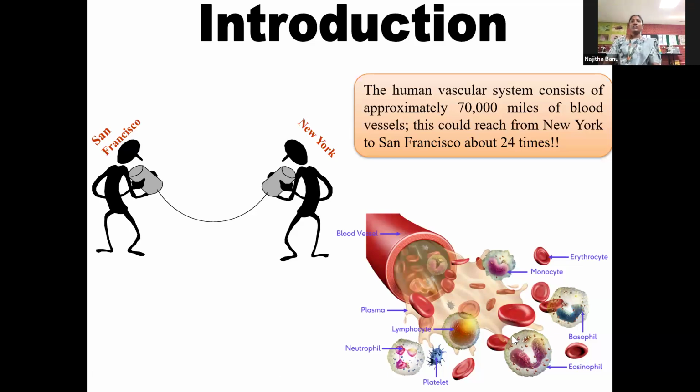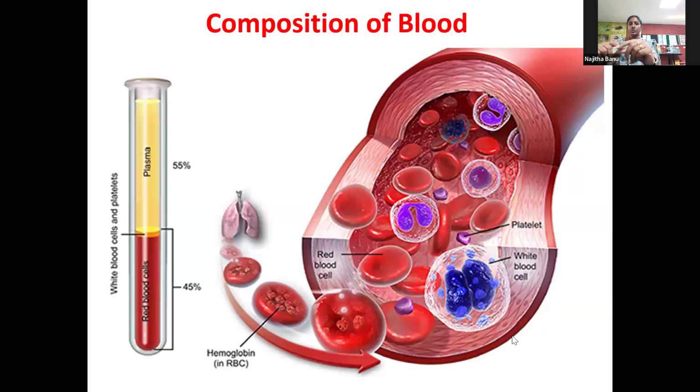So, our human vascular system, if you connect all our vessels, I'm talking about blood capillaries and veins, it is approximately 70,000 miles. So you could go from New York to San Francisco about 24 times. Here you can see the blood vessels. Particularly here, we are going to see liquid connective tissues, right? Liquid connective tissues, we can call them fluid tissues. The fluid tissues are very essential for our survival.